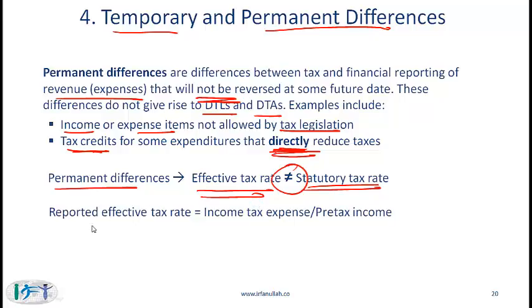And we can then calculate what is called the reported effective tax rate. To come up with the effective tax rate, we only look at the income statement. So this is from our financial reports. We look at the income tax expense from our income statement and divide by the pre-tax income from the income statement to come up with the effective tax rate.